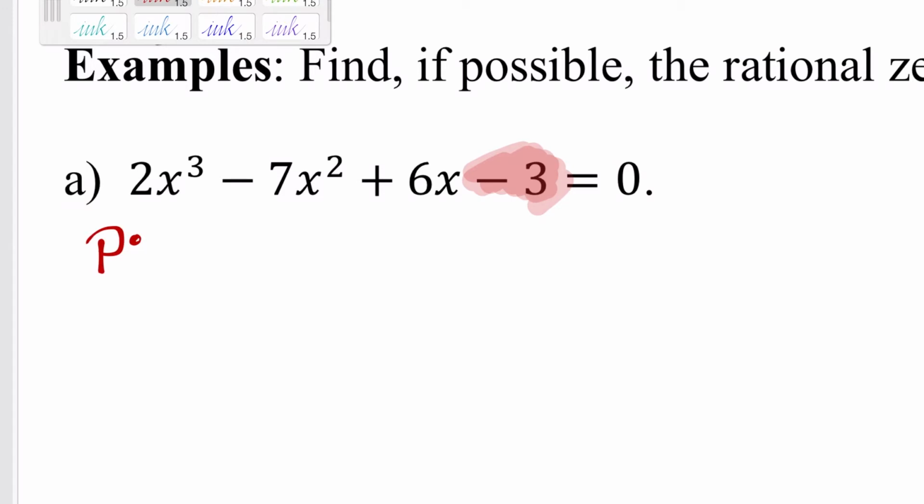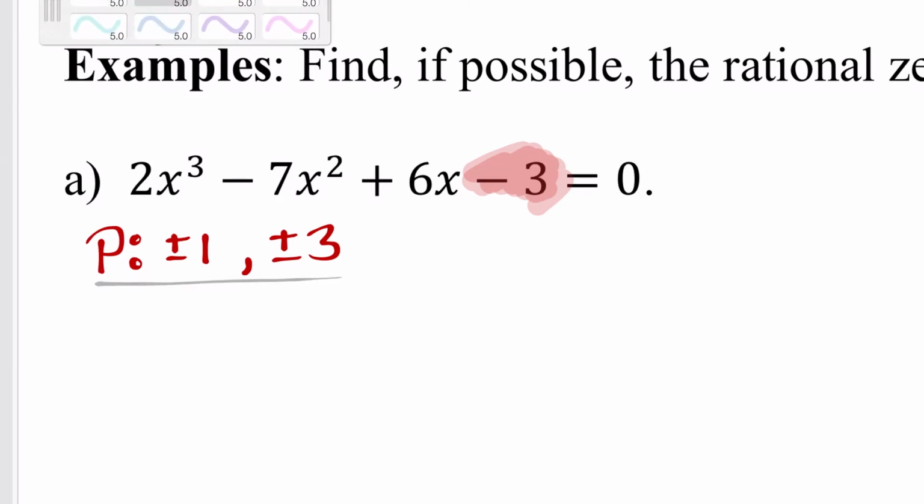My factors of 3, the only thing that multiplies to give me 3 is 1 and 3, and it could be positive or negative. So positive 1 and negative 3 would give me negative 3, negative 1 and positive 3 would give me negative 3 as well. And then I'm going to put this over my q, which is going to be my leading coefficient. In this case it is 2.